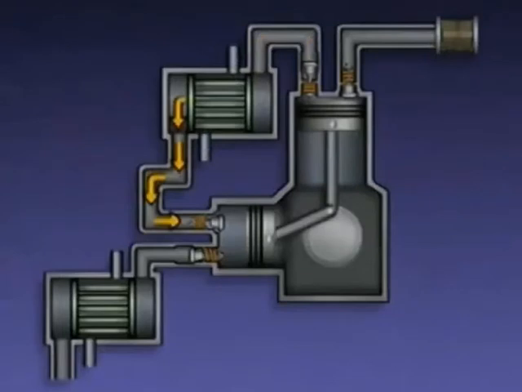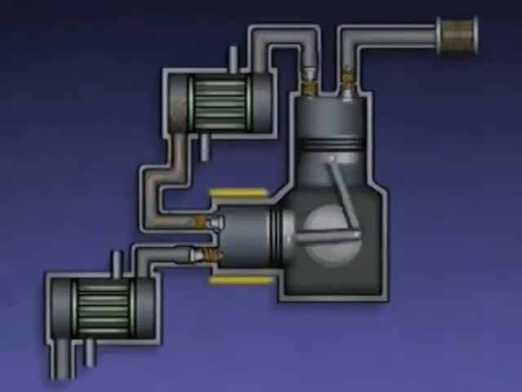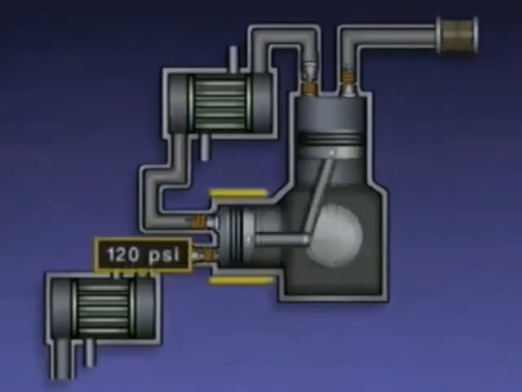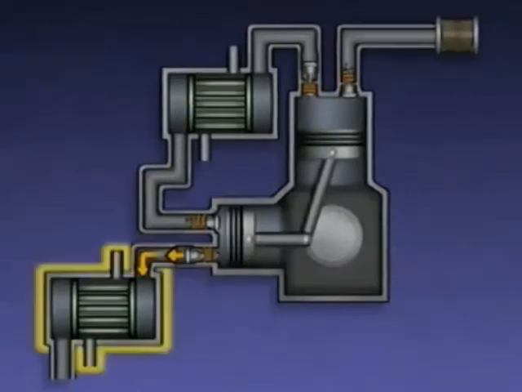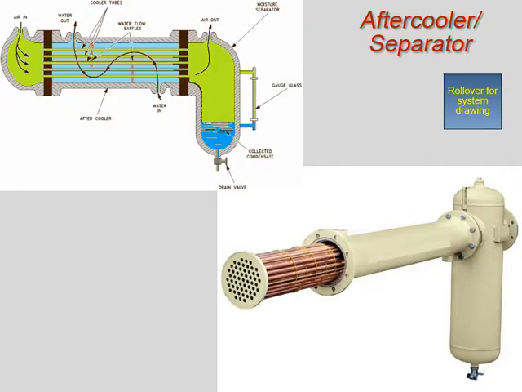After leaving the intercooler, it goes to the second stage of the compressor, where the air exits the second stage at approximately 120 pounds per square inch and goes to another cooler called the aftercooler. Cooling the air after final compression reduces the volume of the air and makes it easier to remove moisture.